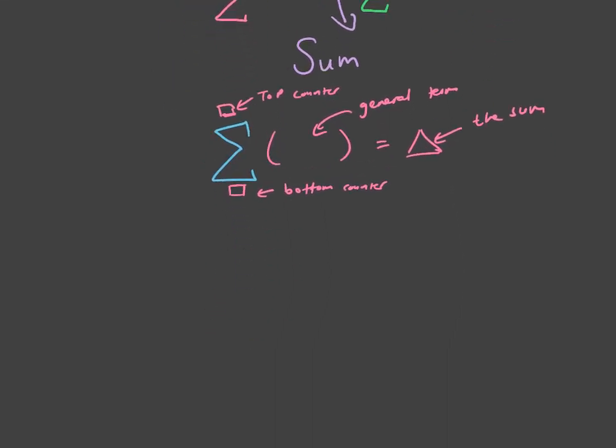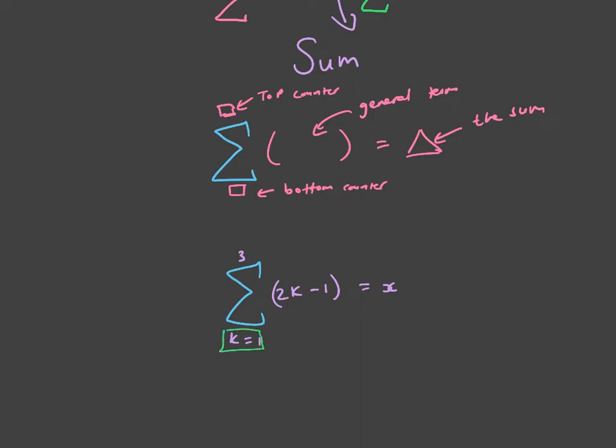So if I give you something like this, the sigma of, say for example, k is equal to 1 to, well, let's just have something a bit easier for now, just 3, of 2k minus 1, is equal to x, and ask you what is the value of x. Okay, so how this works is you're going to substitute the bottom counter. Okay, remember this is the bottom counter.